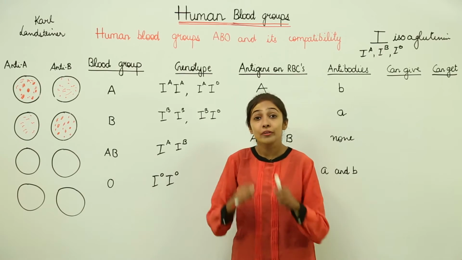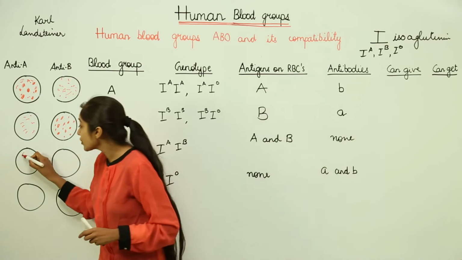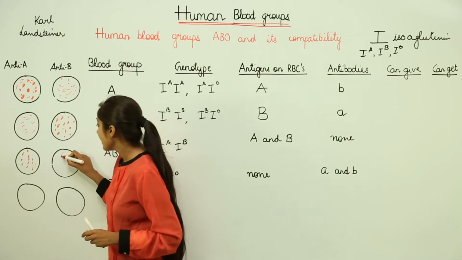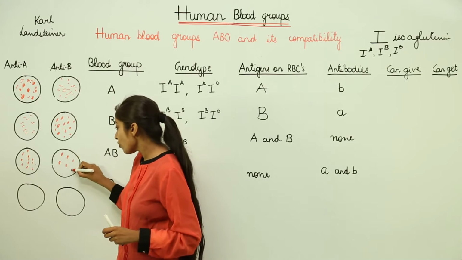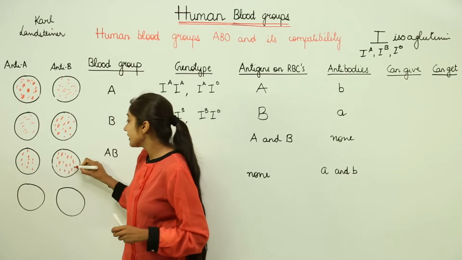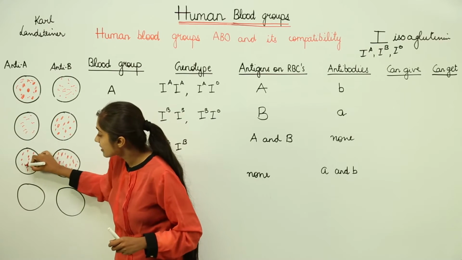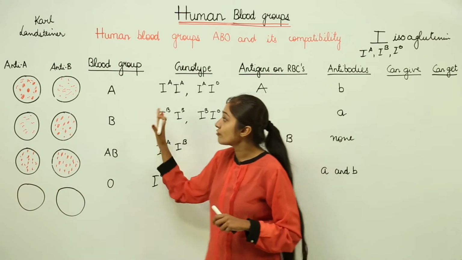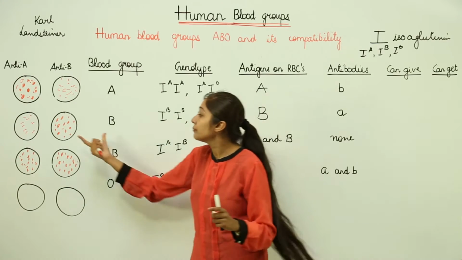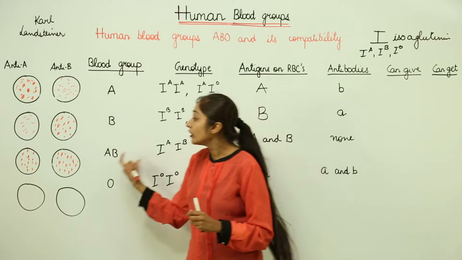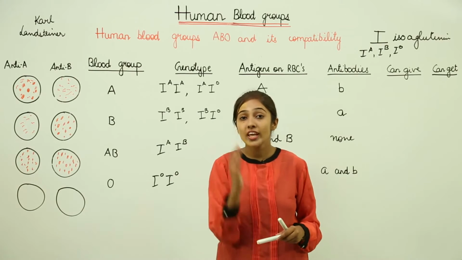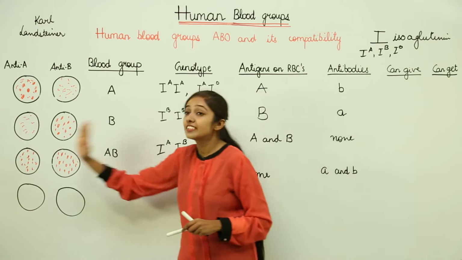Then in case of AB, what is going to happen? I know that you can make out, because in this case there will be coagulation in both cases, with anti-A serum and anti-B serum. So if there is coagulation in both the serums, anti-A and anti-B, then definitely this blood group is AB, right? Remember, in case of A there was coagulation with only A. In case of B, there was coagulation with only B, but in case of AB, there was coagulation with both the anti-A and anti-B serums. So that is why, when you are going to check the blood group, you need to consider both the serums, right?